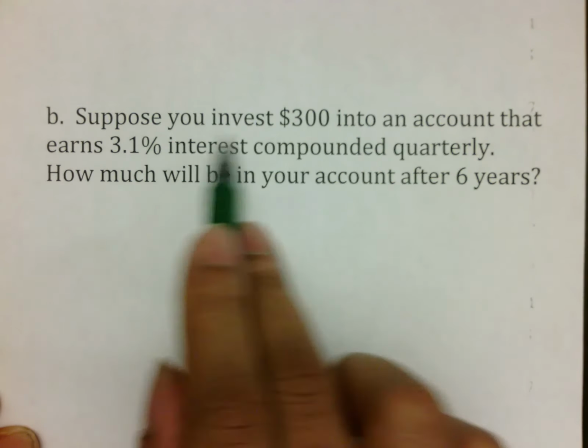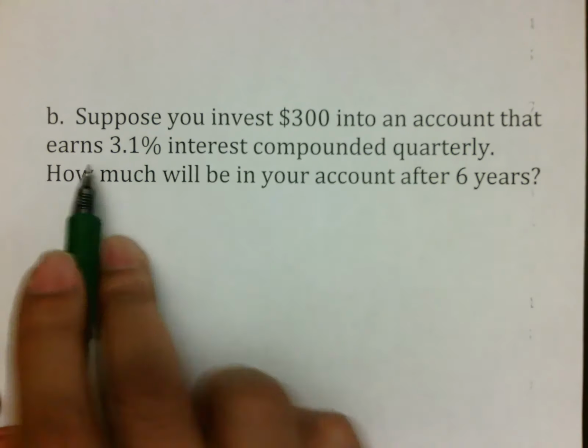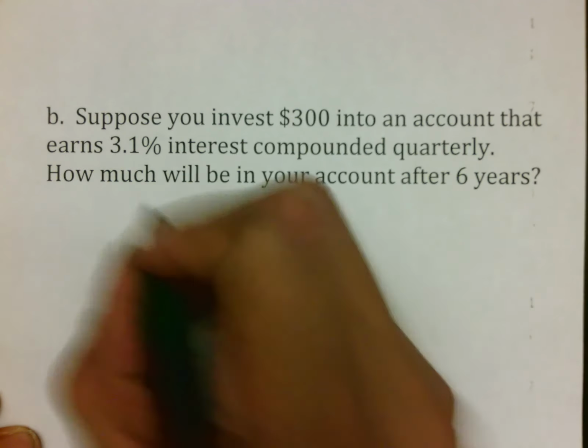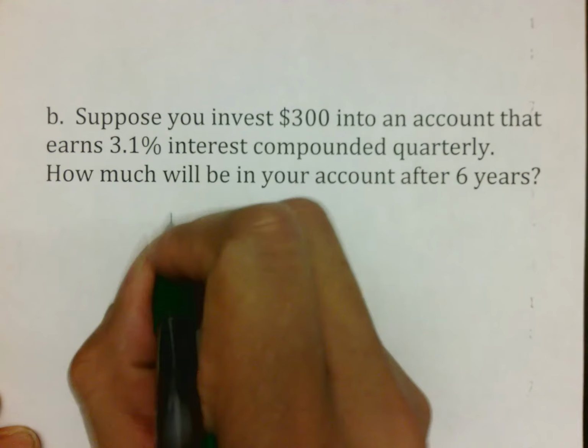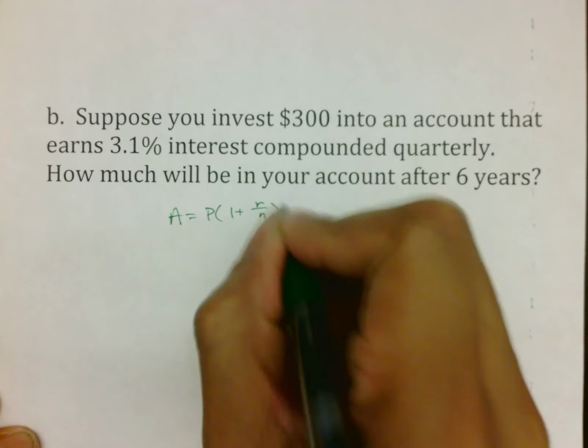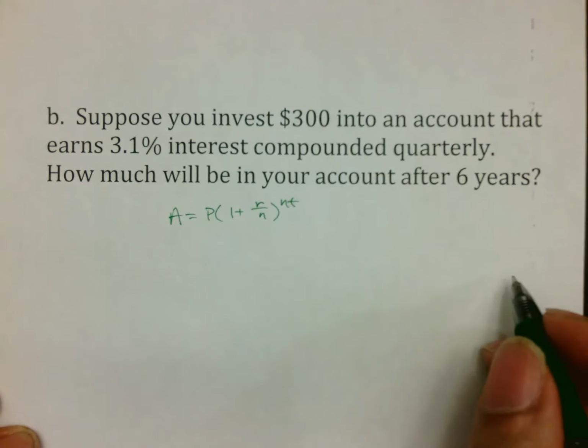Second question says, suppose you invest $300 into an account that earns 3.1% interest compounded quarterly. How much will be in your account after 6 years? Again, we're talking interest, and interest is usually a good thing. So it's P, parentheses 1 plus R over N to the NT.